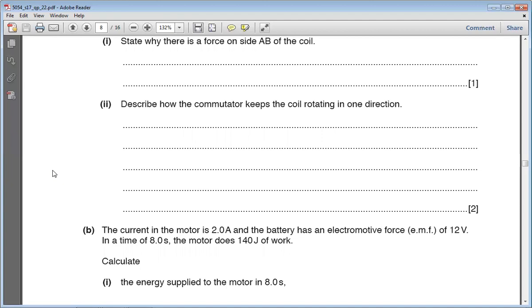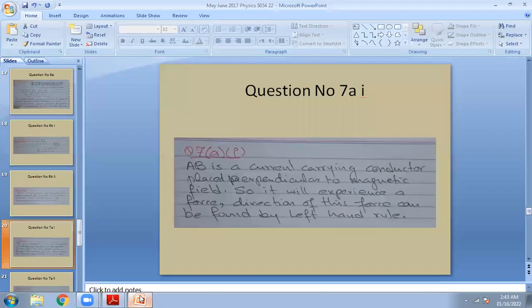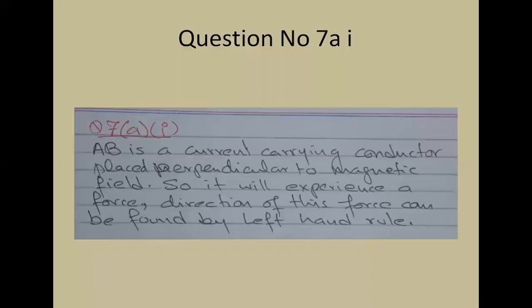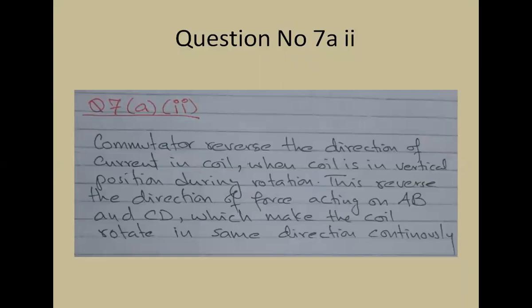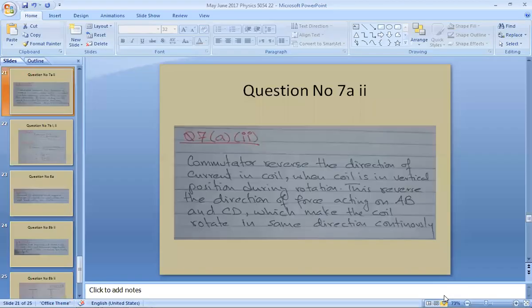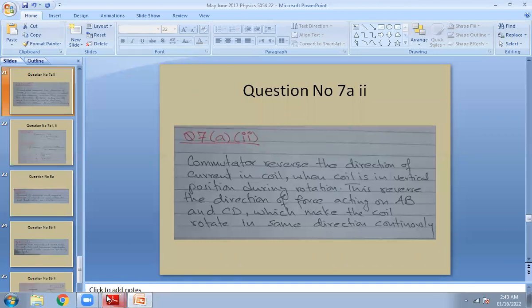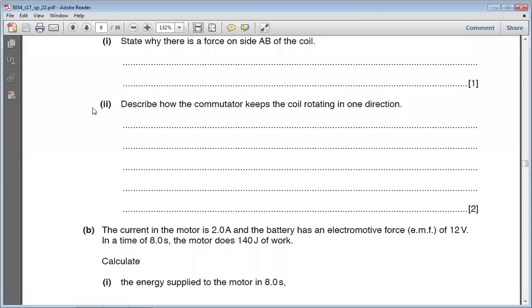A very technical answer, and you should never forget this answer, because this question has been asked frequently in the paper: what is the function of the commutator. So the commutator reverses the direction of the current in the coil when the coil is in the vertical position during rotation. This reverses the direction of the force acting on AB and CD, which makes the coil rotate in the same direction continuously. Hopefully you understand. Okay, so let's go to the next part.